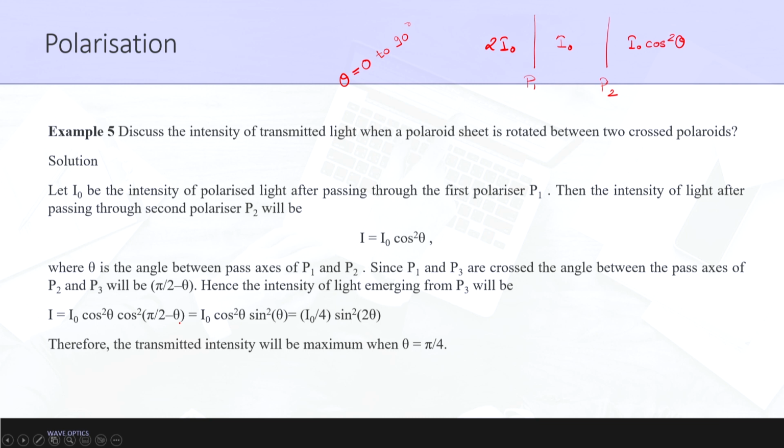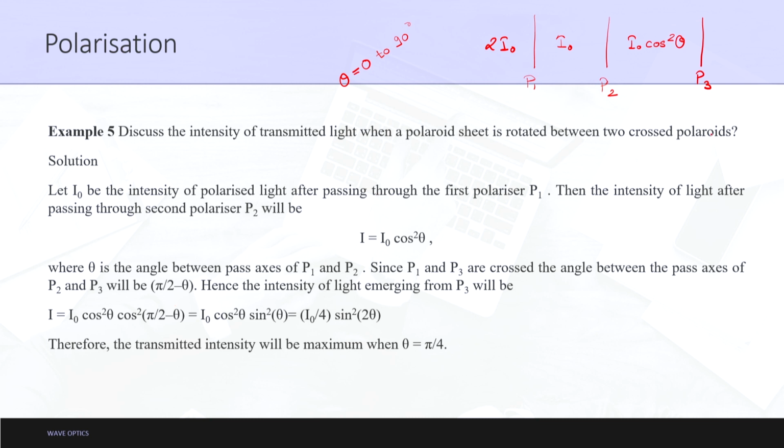So what it is saying is, if you are assuming a P3 here which is being crossed, then the angle difference between both of them will be pi by 2 minus theta, assuming that theta is the difference between P1 and P2. So if the angle difference between P1 and P2 is theta, then the angle difference between P2 and P3 will be pi by 2 minus theta. So this was the explanation being talked about here.